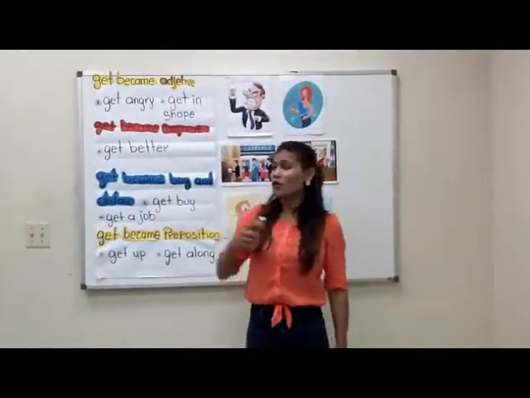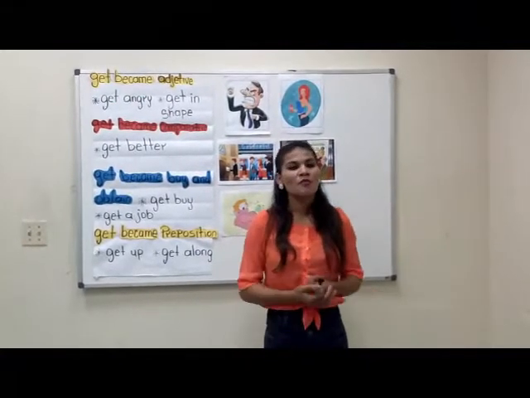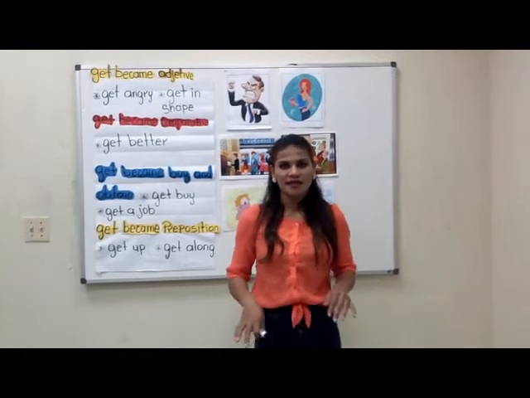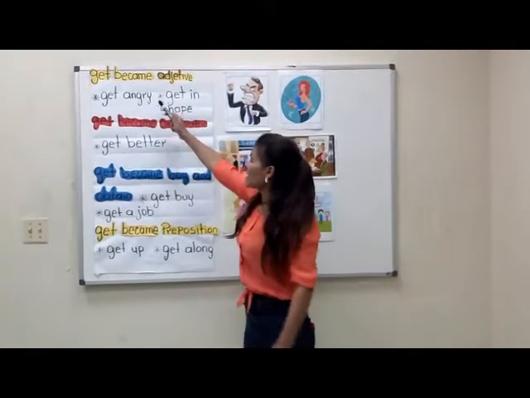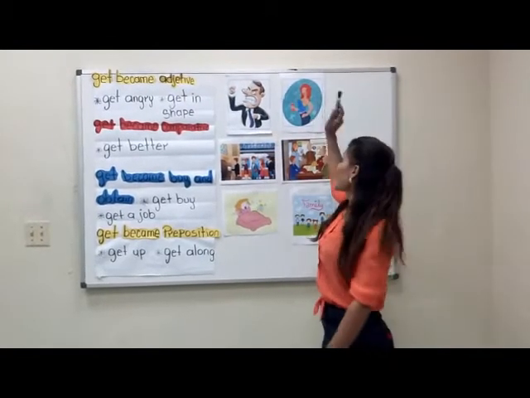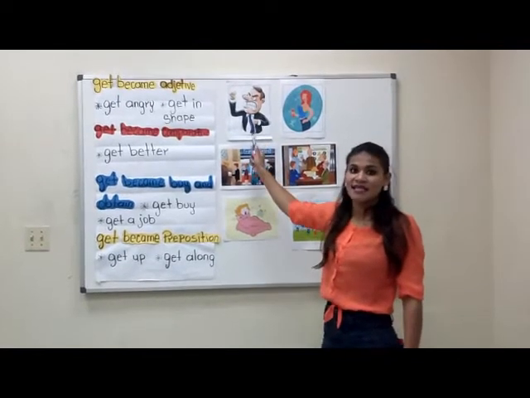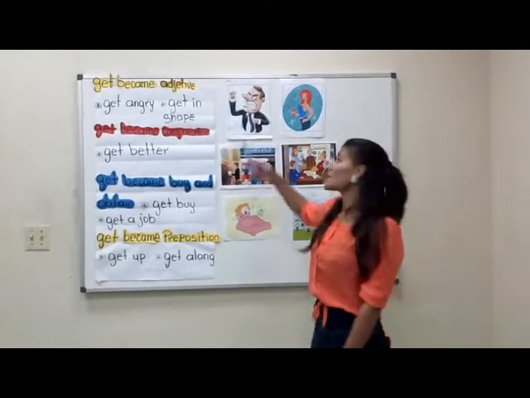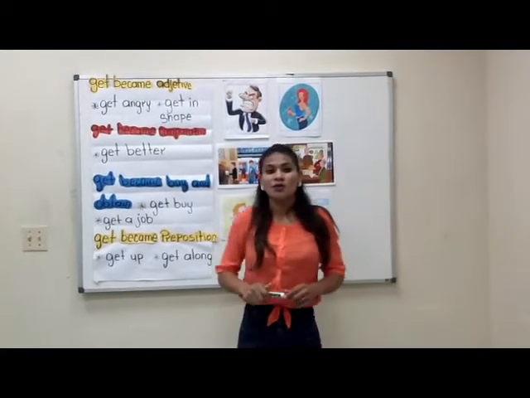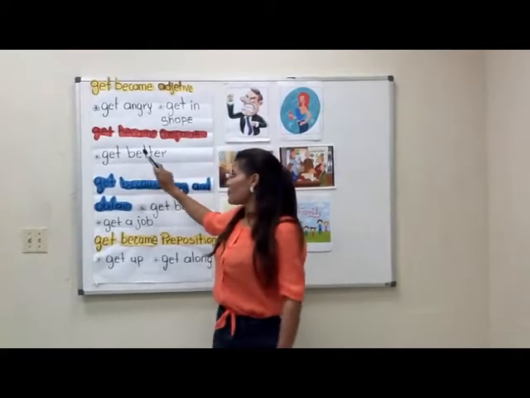Now I'm talking about get. Get is one of the most common verbs in English. It has several different meanings. For example, get can become an adjective: get angry and get checked. He gets angry because his test was bad. She needs to get checked. Also, get can become a comparative: get better.